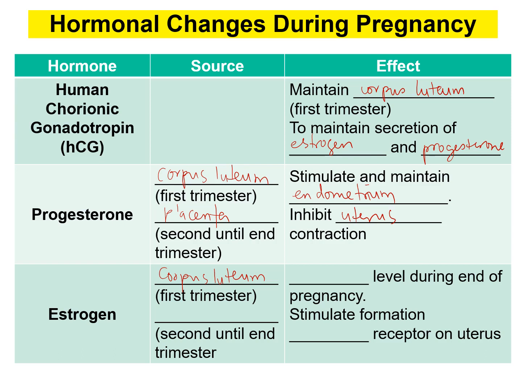Okay, what do we fill in here? Level during end of pregnancy. Highest level during end of pregnancy. From the second trimester until the end of the pregnancy, estrogen is secreted by the placenta. So the effect of estrogen, highest level during end of pregnancy, is that it stimulates formation of oxytocin receptors on the uterus.